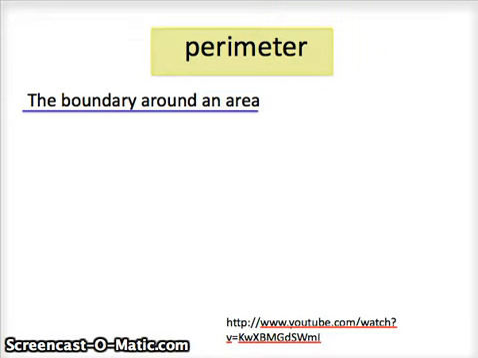Perimeter, from the roots peri meaning around and meter meaning measure. Go ahead and highlight that and the meanings. The boundary around an area. So you should have the two roots highlighted, and the word highlighted. Make a note that perimeter is a noun and underline that meaning. An old rail fence ran along the perimeter of his farm. And just so you will never ever forget what perimeter means.